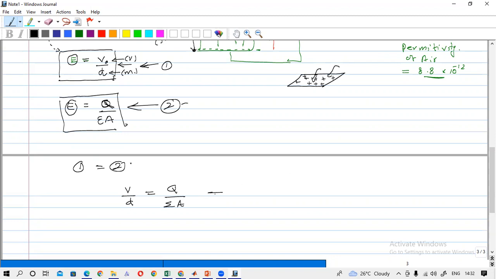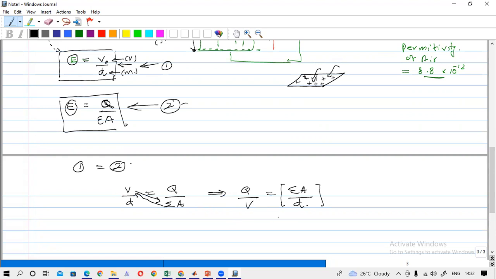And by this expression you can get that. I will get this V here, and this epsilon A is here. So I can do like this, no? I will write this term first. So Q divided by V is equal to epsilon A divided by D. So what is this value actually?